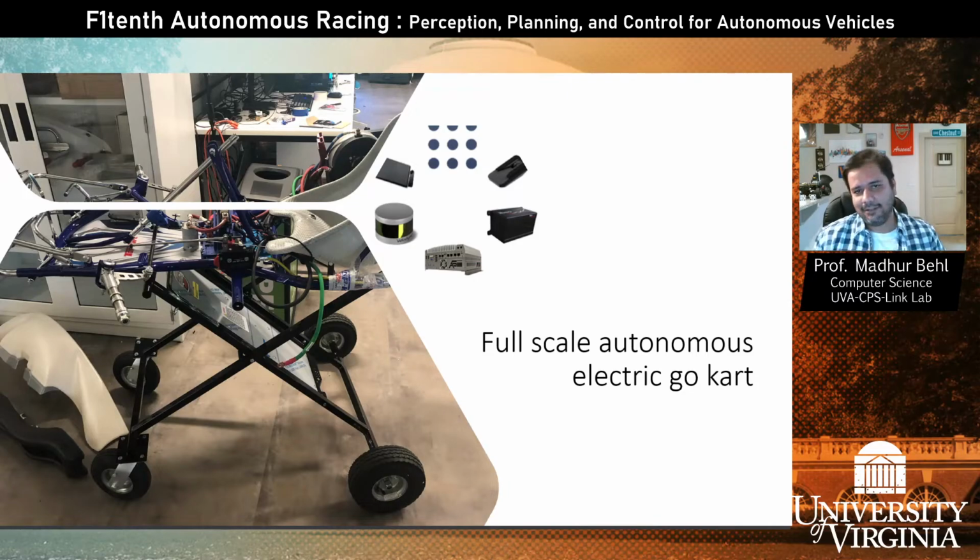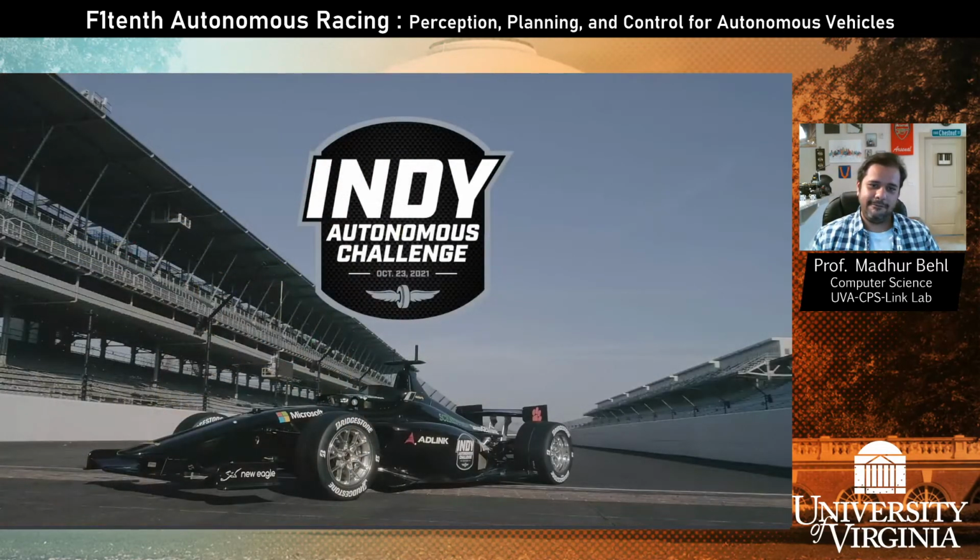And finally, Cavalier Autonomous Racing is also part of the Indy Autonomous Challenge, which is a historic race in many ways, where more than 24 teams are going to compete for a $1 million prize to race this actual vehicle. This is not a computer graphic. This is the actual photograph of a vehicle at the famous Indianapolis Motor Speedway.